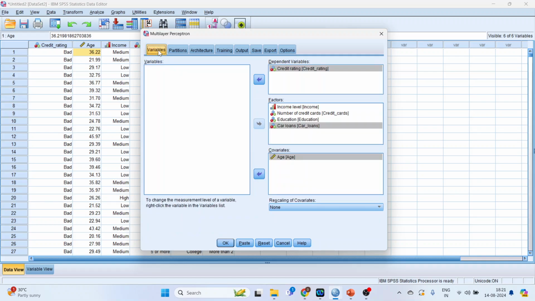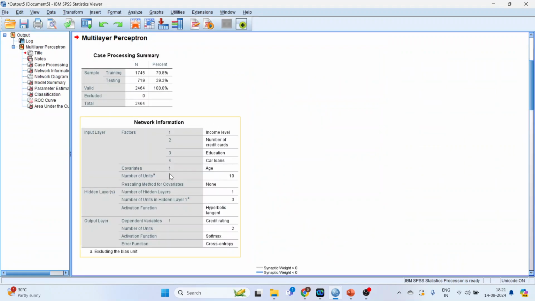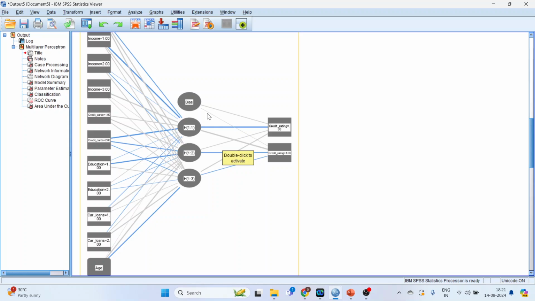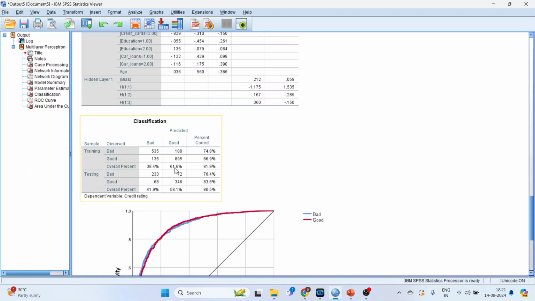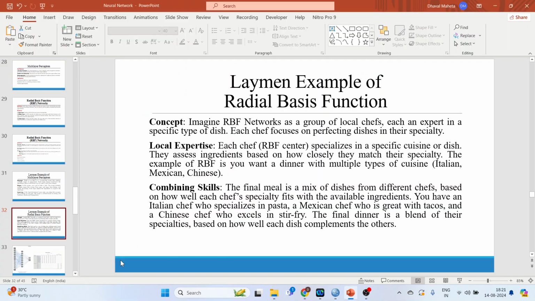Options, keep the things as it is. Now click OK. So the network information: training 1745, testing 719. Okay, so this is the neural network model which we got. Parameter estimates, classification, and ROC curve. And this is the area under the curve. Now I have simply copied all this on the slide so that the interpretation is easy.